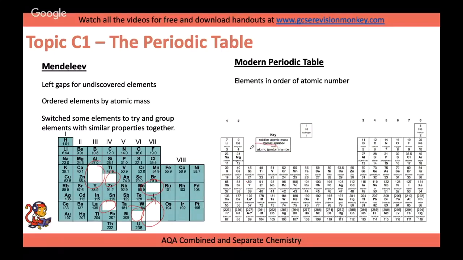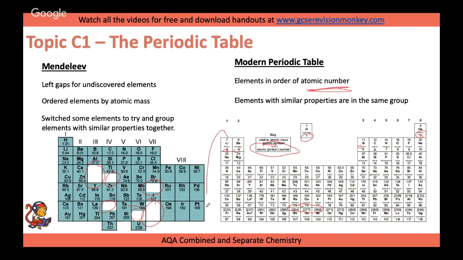So that's the bottom number. So it goes 1, 2, 3, 4, 5, 6, and it all goes up in order, okay? If you look at masses, they mostly go up, but in a few situations, like down here, they actually go up and down again. So we do it by atomic number, and we group elements with similar properties together in the same group.